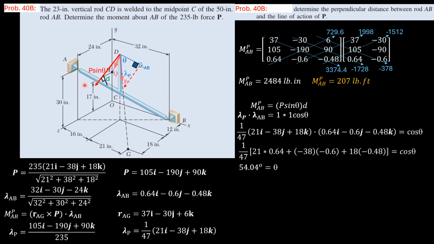So that means it's really indeed positive. Substitute into this equation moment of P about AB, which is 2,484 pound-inch, equals P, P is 235 pounds, then sine of 54.04 degrees times the perpendicular distance D. Solving for D, D is equal to 13.06 inches. So that's it for this video.